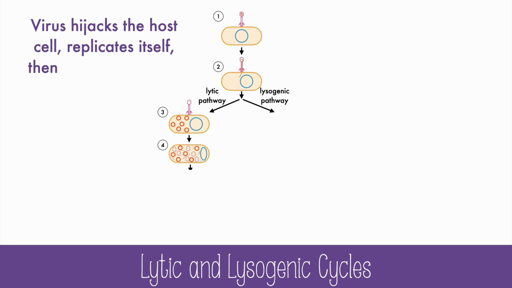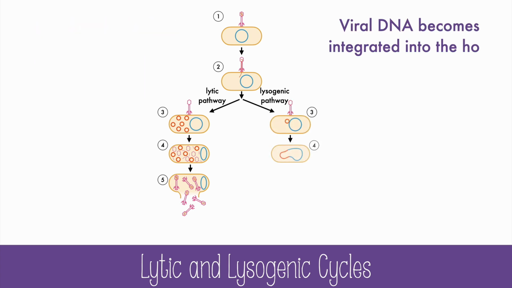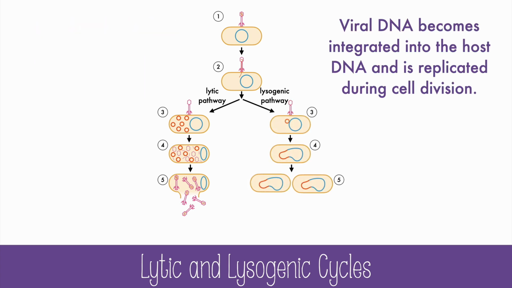Viruses have two strategies for replication, and some viruses can switch between these strategies. They are called the lytic and lysogenic cycles. In both strategies, the beginning is the same with attachment and insertion of the nucleic acid. From here, the pathways diverge. In the lytic cycle, the virus hijacks the host cell, replicates itself, then bursts out, killing the host cell. In the lysogenic cycle, the viral DNA becomes integrated into the host DNA and is replicated during cell division.